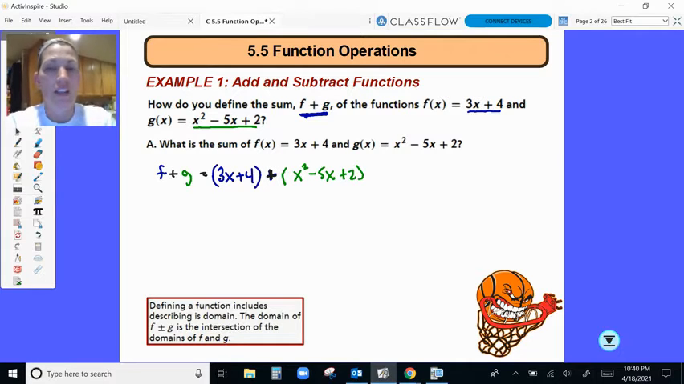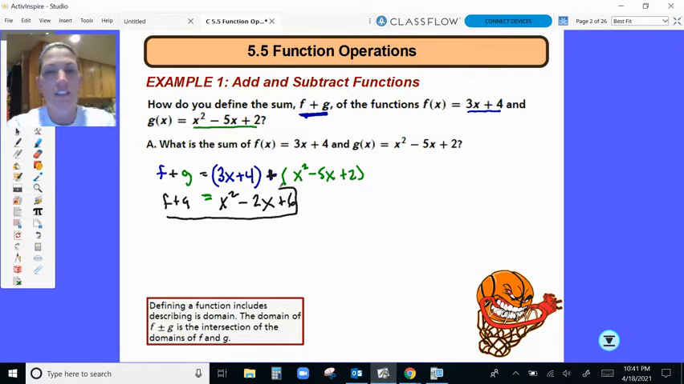Plus, we're going to add on my function g, which is x squared minus 5x plus 2. Now, nothing in addition says we have to distribute anything or do anything special, so we can just drop those parentheses and combine all of our like terms. So we have x squared, and then 3x plus negative 5x gives me negative 2x, and then 4 plus 2 gives me a 6. And so my f plus g equals x squared minus 2x plus 6. It's a quadratic, and that's how you add two functions together.